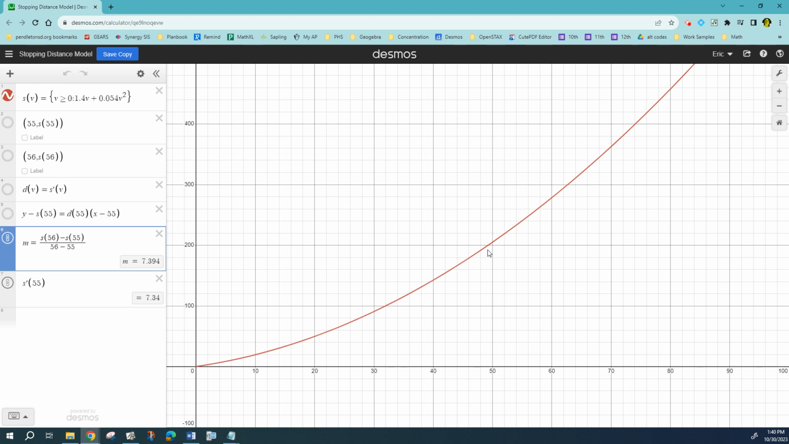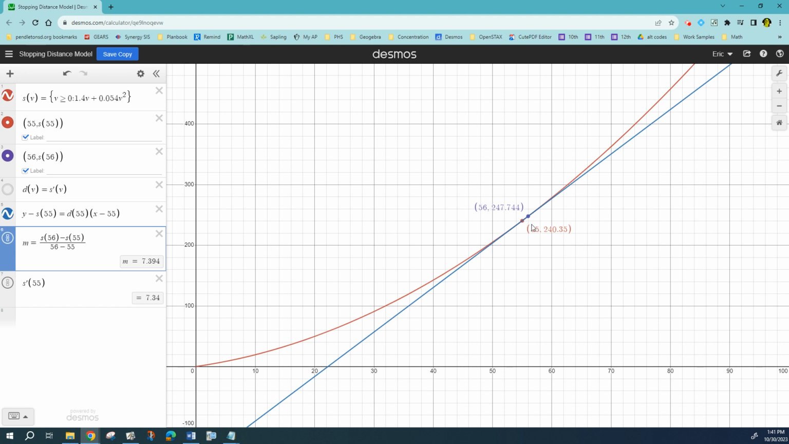Okay, let's look at a couple points here. This was our answer when we plugged in 55. That was our stopping distance, 240. When we plugged in 56, we didn't plug in 56, but if I did, that's our stopping distance. Okay. Now, what if we look at the tangent line? The tangent to the curve at 55 is that blue line. Okay.